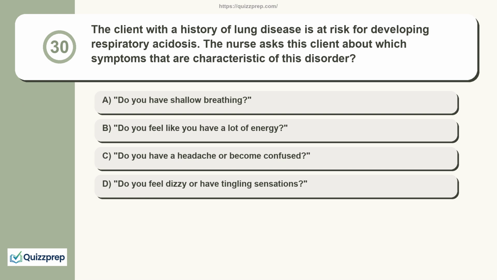Question 30. The client with a history of lung disease is at risk for developing respiratory acidosis. The nurse asks this client about which symptoms that are characteristic of this disorder. Do you have shallow breathing? Do you feel like you have a lot of energy? Do you have a headache or become confused? Do you feel dizzy or have tingling sensations?